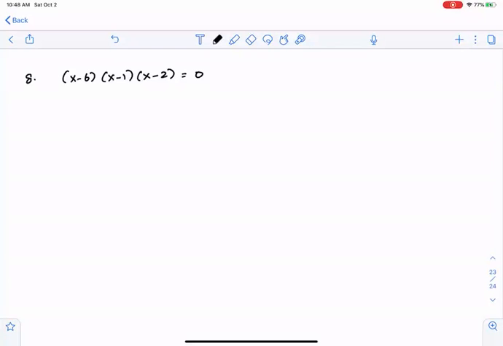So we have 3 factors on the left-hand side and the right-hand side is 0. So this simply means I could set each factor equal to 0 and solve for x, which would mean x is equal to 6, x is equal to 1, and x is equal to 2. You have 3 solutions. Keep in mind, if you have 2 factors, you get 2 solutions. If you have 3 factors, you get 3 solutions, and so forth.